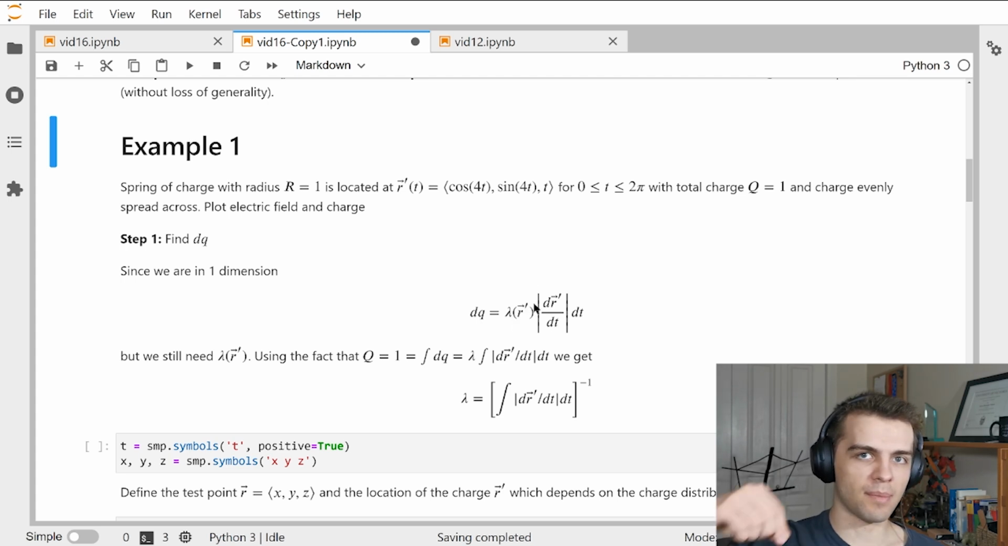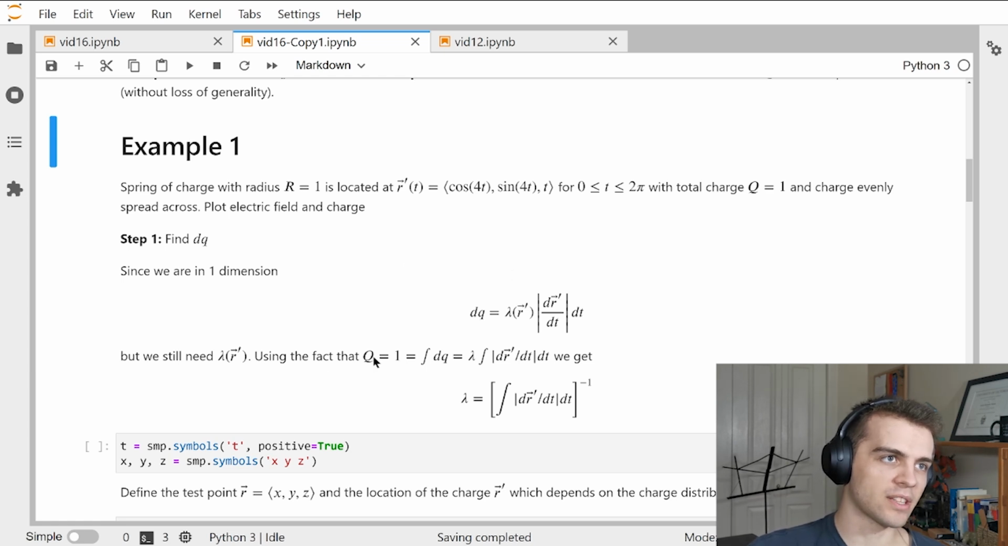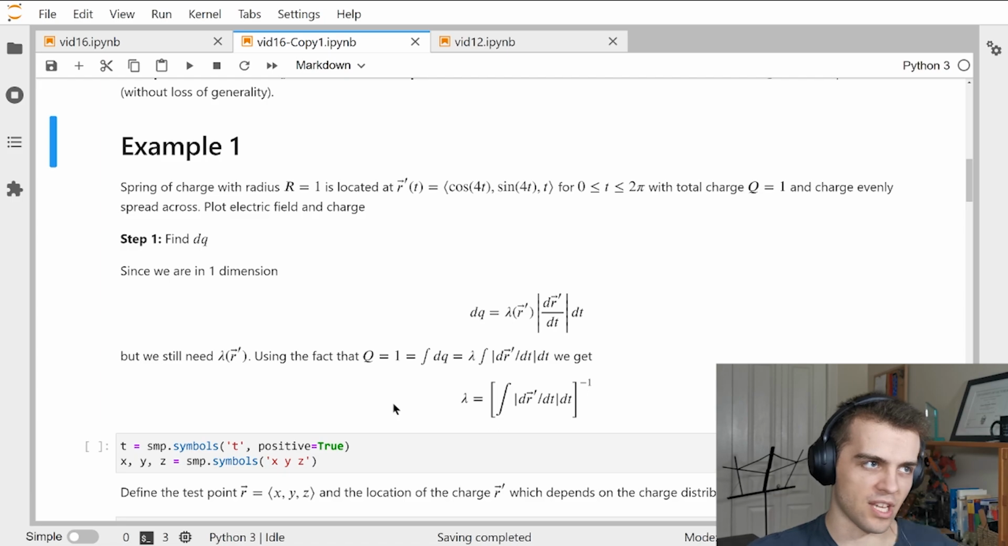Lambda is constant. Lambda does not depend on where you are on the spring. It's constant the whole time. So I can remove this dependence on r prime. For dr prime/dt, you just take the derivative of that. That's pretty easy. Using the fact that the total charge is 1, so Q equals 1, the integral of dq is the integral of this, and I pull lambda outside because it's constant. I can find that lambda is equal to this inverse just by dividing by this integral. That tells me what lambda is here.